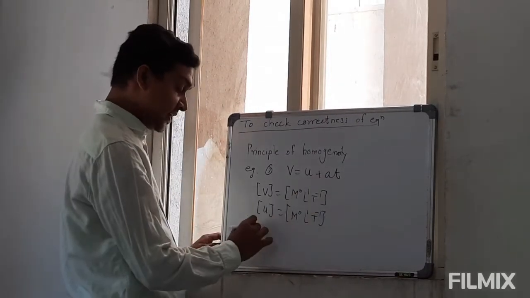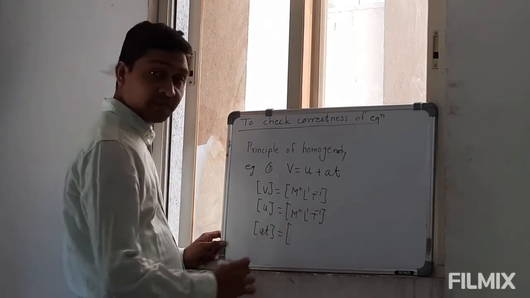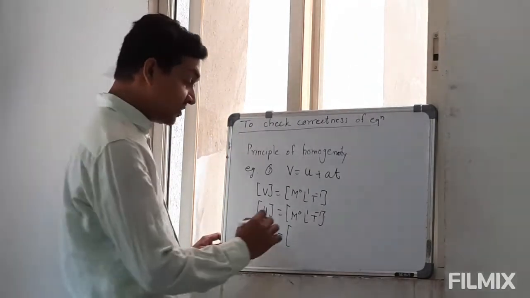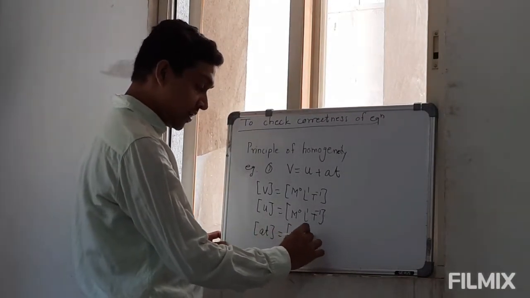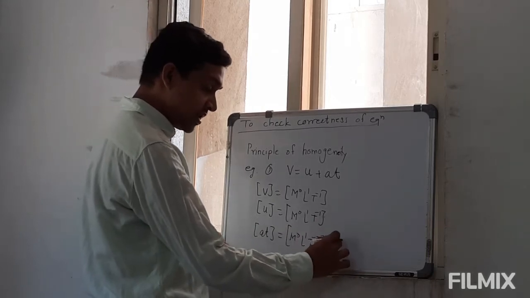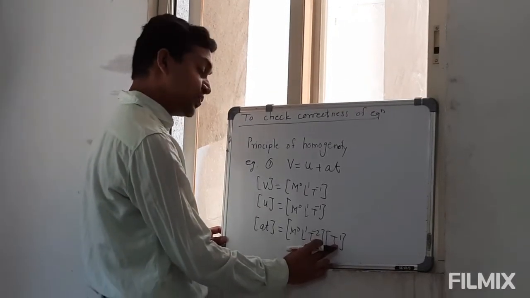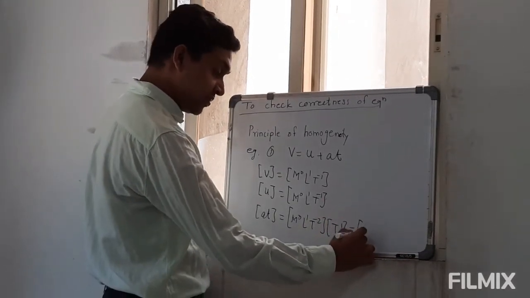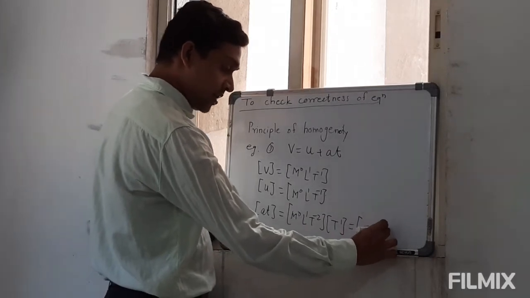Next third is AT. AT has two terms: A is acceleration and T is time. So what are the acceleration dimensions? It is M0, L1, T minus 2, into time. Time has the dimension just T1. So if you multiply T minus 2 and T raised to 1, it will remain T raised to minus 1 only. So it becomes M0, L1, T minus 1 only.